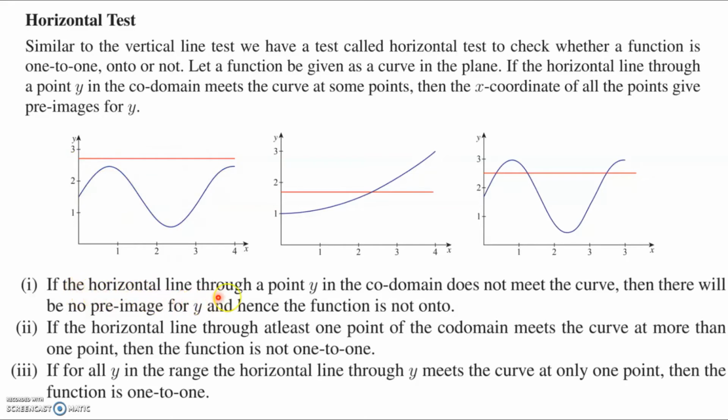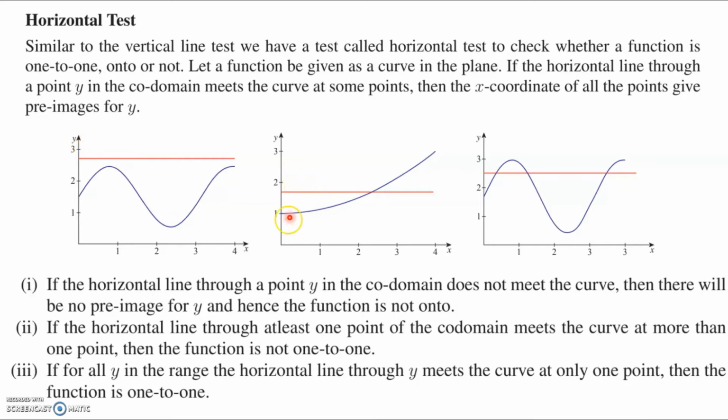So if the horizontal line through a point y in the codomain does not meet the curve, as in this case, where it doesn't meet the curve at the value which is slightly less than 3, then there will be no pre-image for y, and hence the function is not onto. This means there exist values in your codomain, such as 3, that don't form an image of any x. So this function is not an onto function.